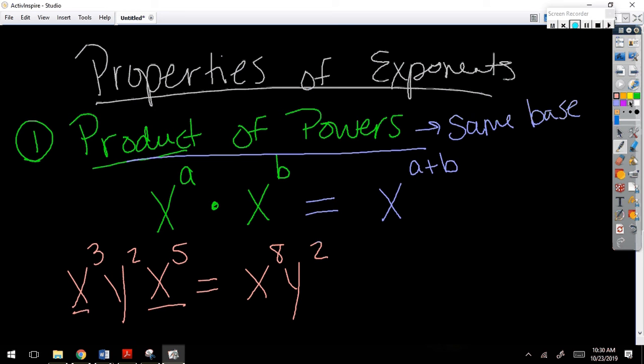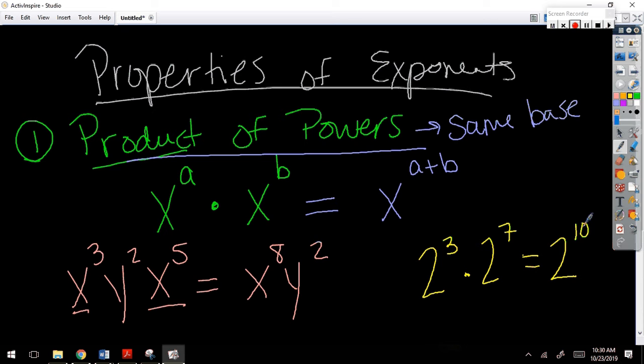So if I changed it to 2 to the 3rd times 2 to the 7th. Don't multiply. That's a common mistake. Leave the base alone when you add those exponents, okay? That doesn't become 4 to the 10th. You're changing what it is then at that point. Does that make sense to everybody? Product of powers. All right.